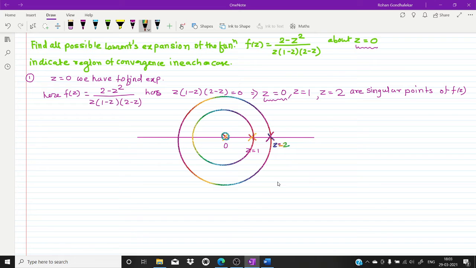Now see, this first circle has the equation mod z is equal to 1. Because of this, z is equal to 1 lies on the boundary of the circle. The next point is z is equal to 2, which is on the circle mod z is equal to 2, because its distance from the origin is 2. Now, we have to find the Laurent expansion, and the center of the circle is itself a singular point. Now, what to do? What we are going to do is drop the center point.